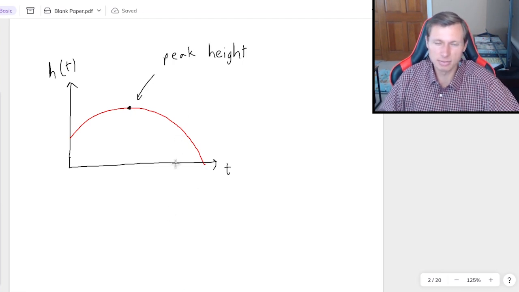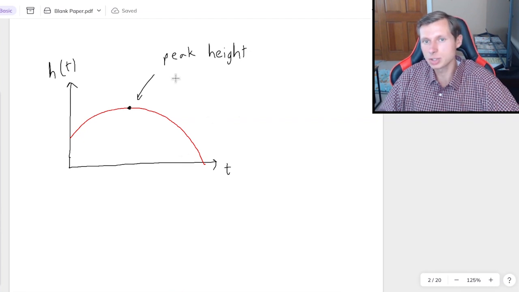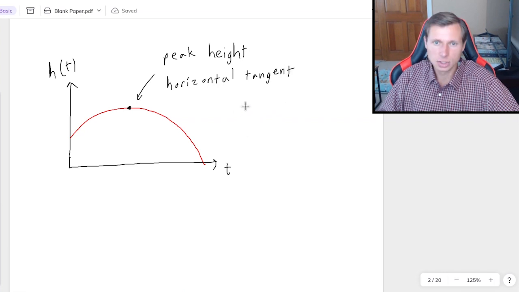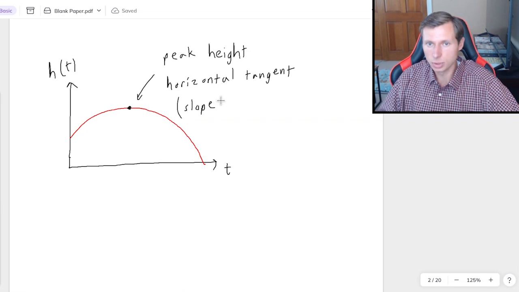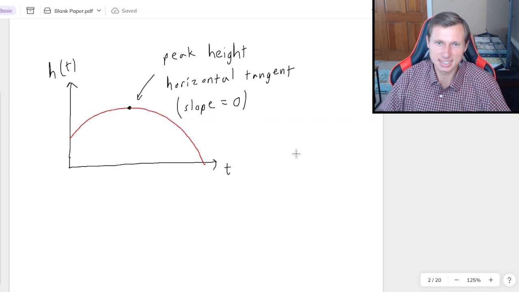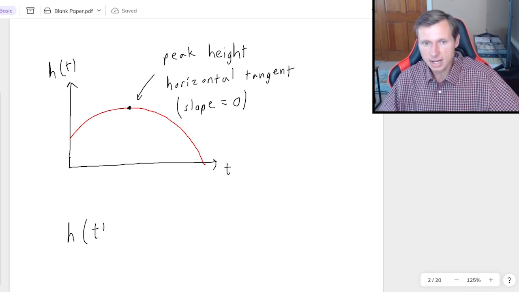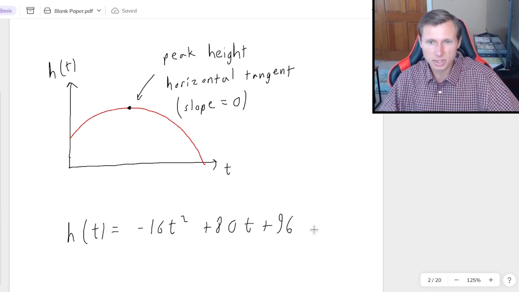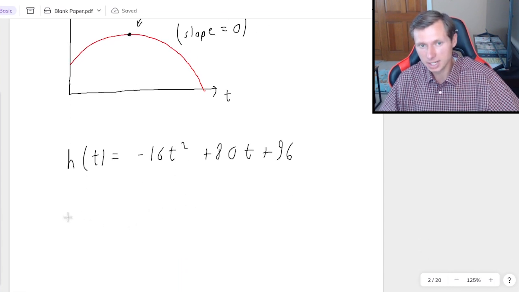It's the vertex of the parabola, but I'm saying it's also the point where we have a horizontal tangent line. And so what you should be saying when you see a horizontal tangent is that the slope, or the derivative, is equal to 0. And that's how this relates back to calculus. So in other words, if I find the derivative and set it equal to 0 and solve for t, I'm going to get the time of the peak height.